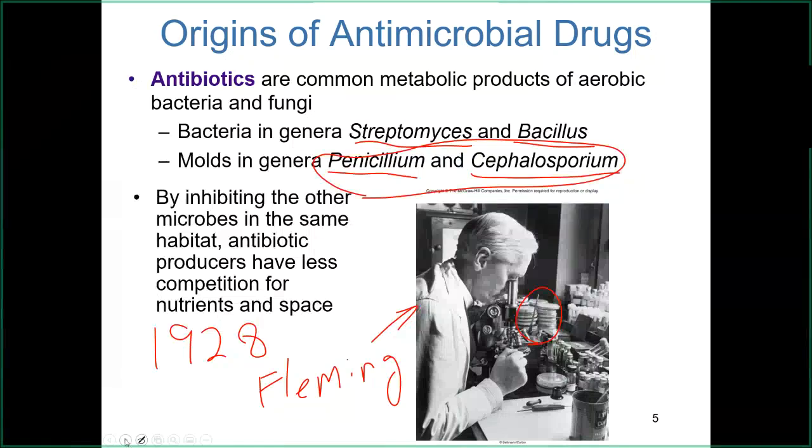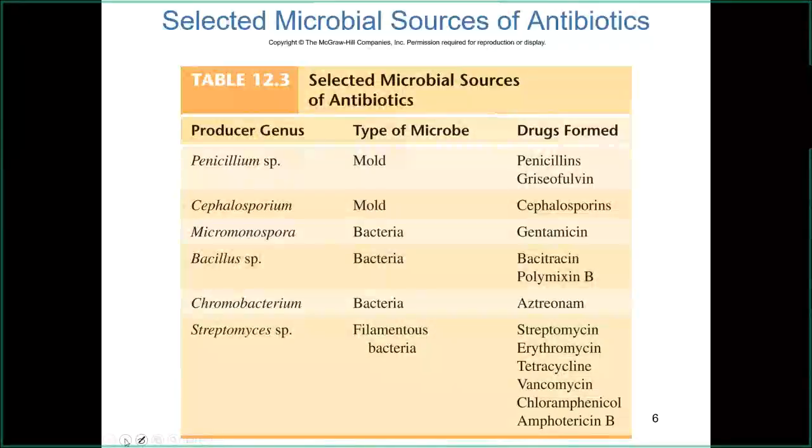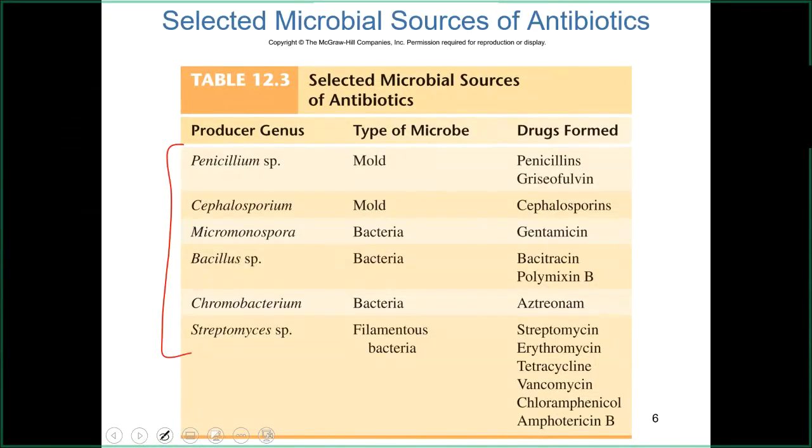All right, so we can thank Alexander Fleming for that. He made some other discoveries too that were pretty profound, like the discovery of lysozyme, which is in your tears and saliva, and I think even in breast milk, and it has antimicrobial properties. Anyway, here are some of the genera of organisms, microbes, both eukaryotic and prokaryotic, that produce these substances.